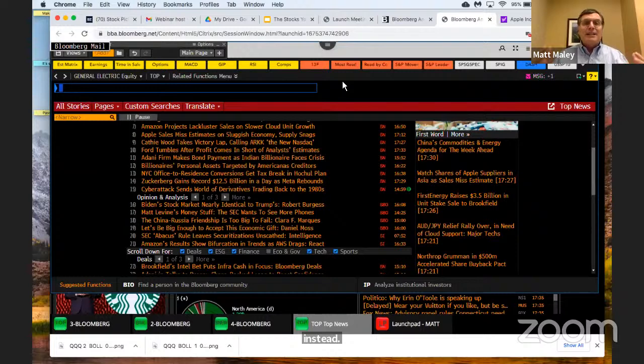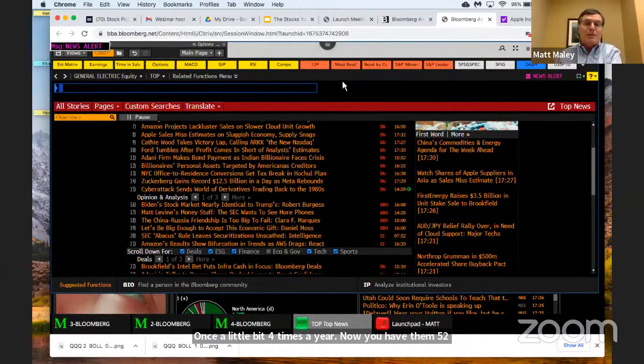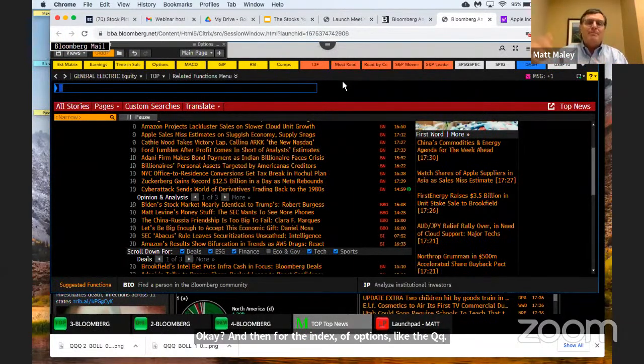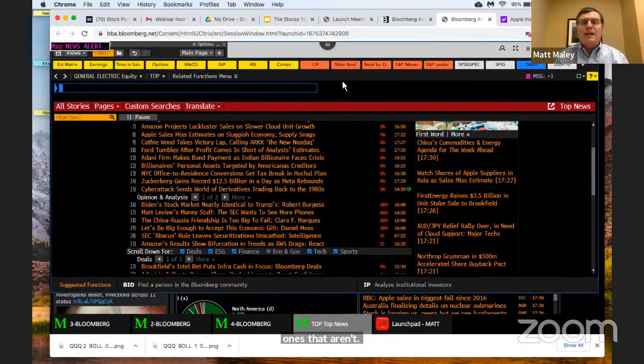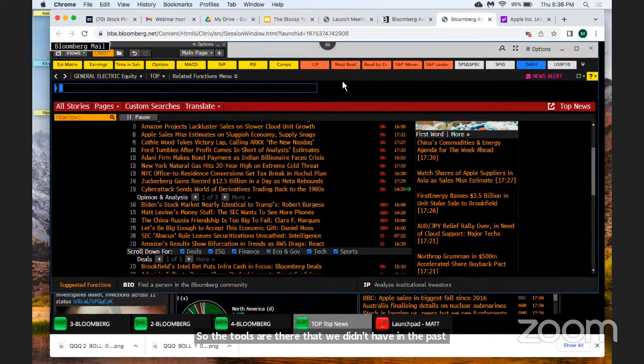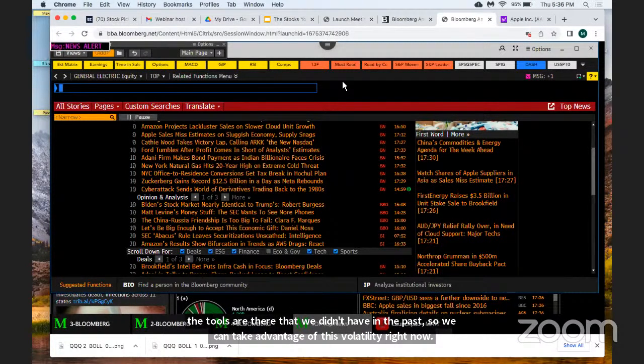And then for the index options like the QQQ or the SPY, we have those every single day. So you're not paying those big time premiums. So the tools, and then plus we have, of course, all the ETFs, the inverse ETFs, the leveraged ETFs. Not all of them are liquid, and we stay away from the ones that aren't. But the ones that are, we've been able to profit really well from. So the tools are there that we didn't have in the past, so we can take advantage of this volatility right now.